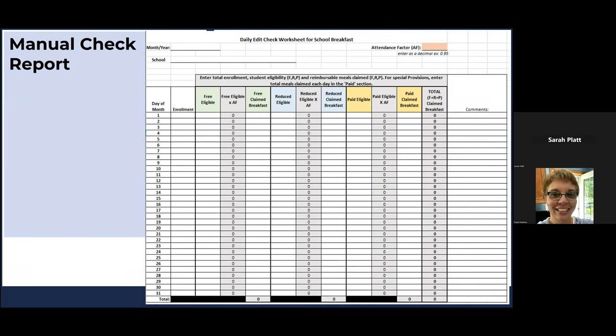So you will need a worksheet for each month. You're going to start by entering the month and the year, as well as the site or school name where the meals are being claimed.